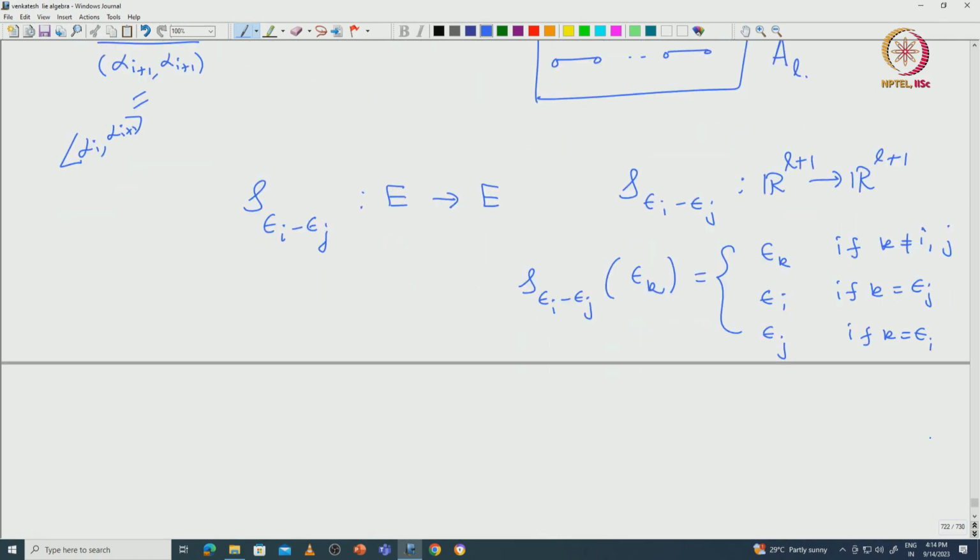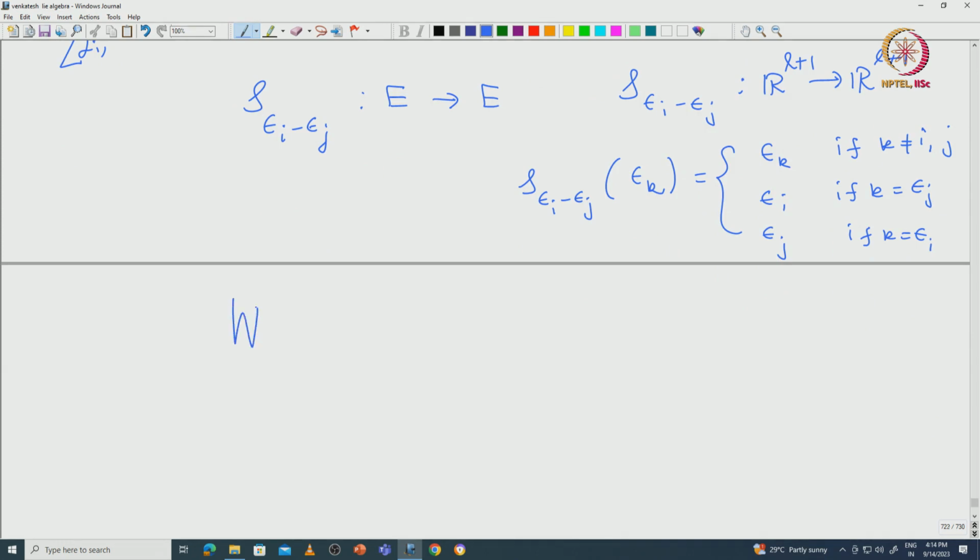So, basically the reflection with respect to epsilon i minus epsilon j switches epsilon i and epsilon j, and all other elements are fixed. So, basically it is a permutation that switches the ith coordinate and the jth coordinate. So, from this it is easy to see that the Weyl group of this phi is indeed isomorphic to S_(L plus 1), which is the symmetric group. So, I will leave it to you to check all the details. Okay. So, this is not very hard.